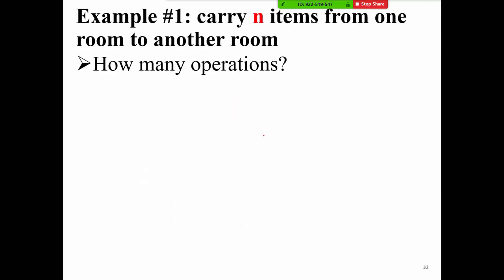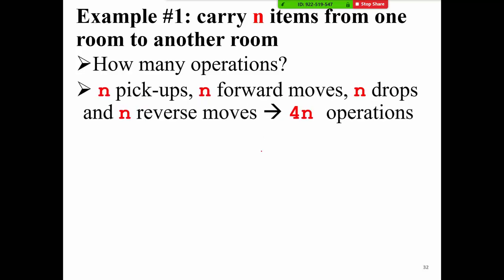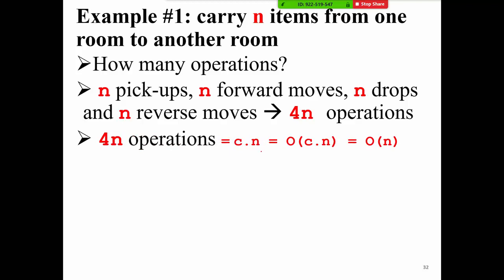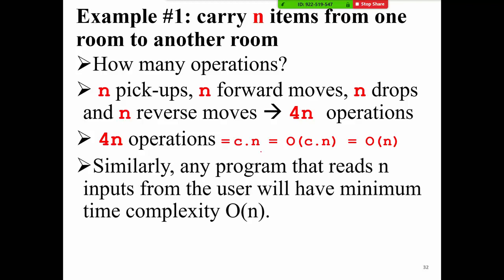Now, if I ask you to carry n items from one room to another room, how many operations do you need? You will start thinking, I need n pickups, n forward moves, n drops, and n reverse moves. So I have 4 of n elements. So 4n is actually c times n operations. What is the driving factor in this function c of n? It's actually O of n. So this is an algorithm that's running with time complexity O of n.